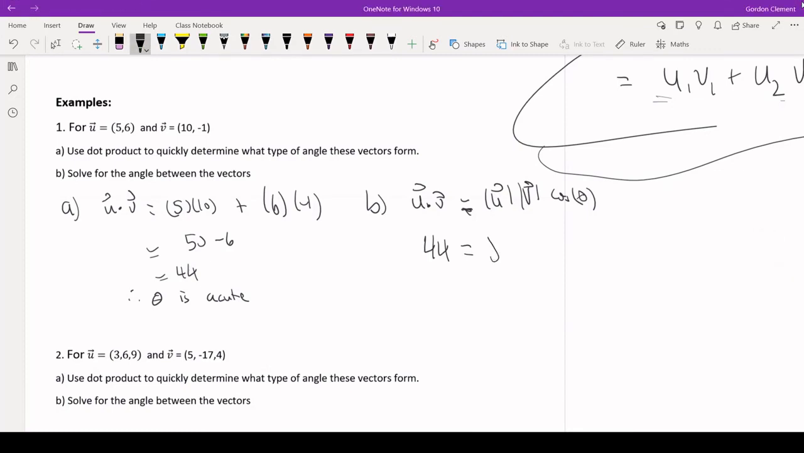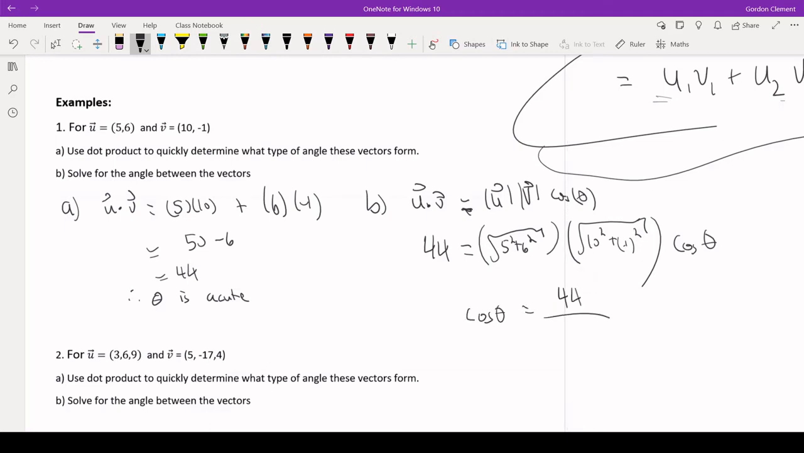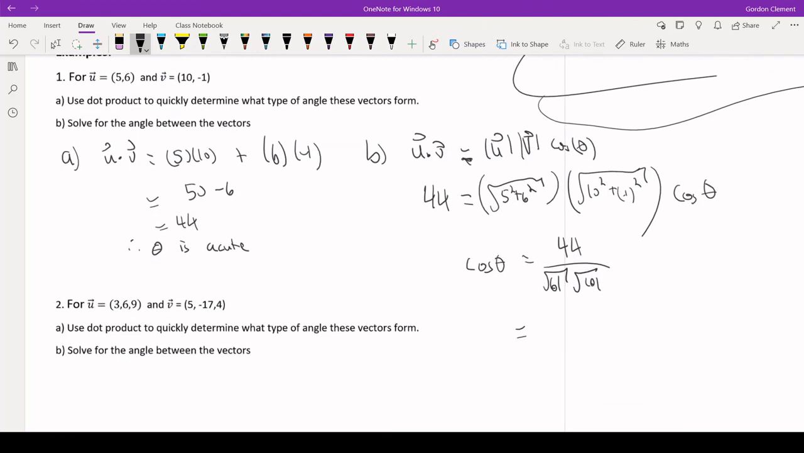We can do the magnitude of u. It's going to be the square root of 5 squared plus 6 squared. We can do the magnitude of v. It's going to be the square root of 10 squared plus negative 1 squared. And then the only variable left in there is cosine of theta. So in order to rearrange for cos theta, we're going to divide out those two square roots. So 5 squared plus 6 squared is 25 and 36, so the root of 61. And then the other one's the root of 101. I can now divide those out.